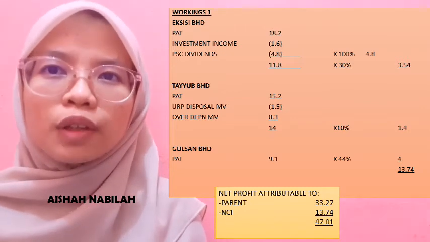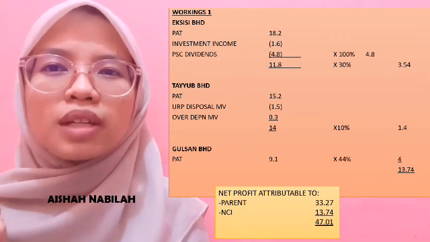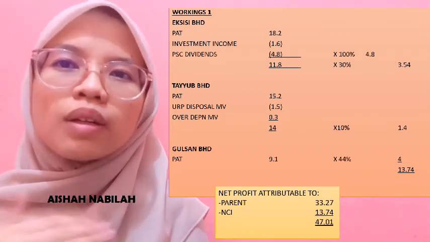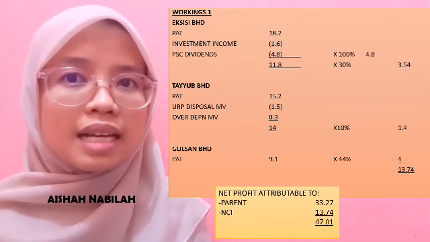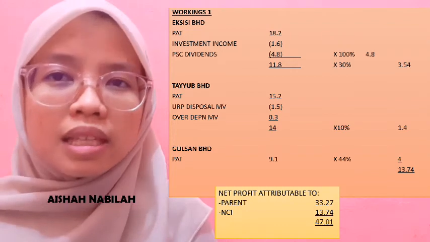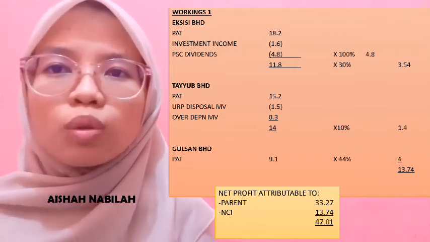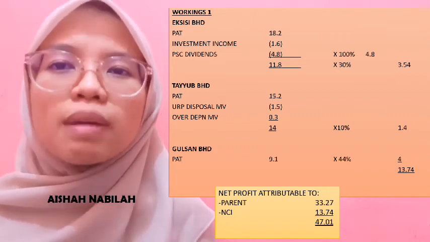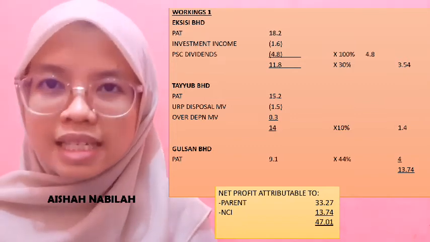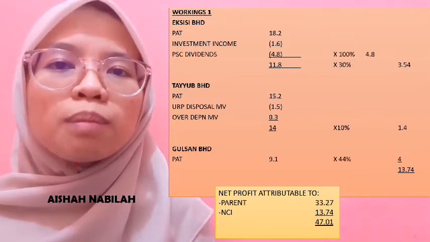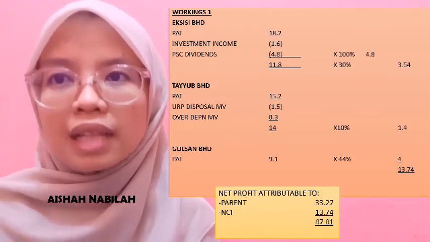For XCC and Tayyub, you can see there is an adjustment to be made. For XCC Berhad, we subtract the preference share dividend because Taliban did not acquire any preference shares, so we multiply it by 100% because it totally belongs to NCI, and the balance is multiplied by the NCI percentage. That is 30% for XCC and 10% for Tayyub. For Gusan, we simply take the profit after tax of 9.1 million and multiply it by 44% to get the NCI amount, since there is no adjustment. The total profit after tax for the NCI is 13.74 million, and for the parent is 33.27 million.